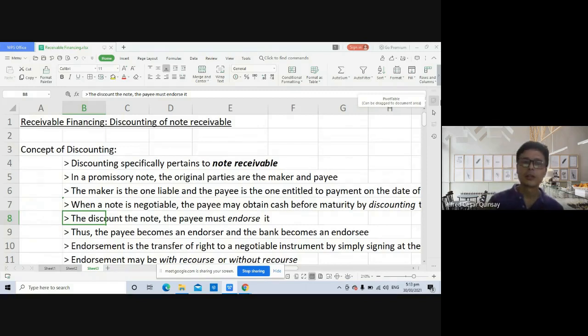Yan. So yung discount, no? Kumbaga kailangan i-endorse yan ng payee. Okay, so paano ini-endorse? Normally, pinipirmahan lang sa likod. Parang yung sa cheque, no? Yung cheque, halimbawa, i-endorse niya. So, pwede niyang pirmahan sa likod, no? So, that's the payee becomes an endorser and the bank becomes an endorsee.